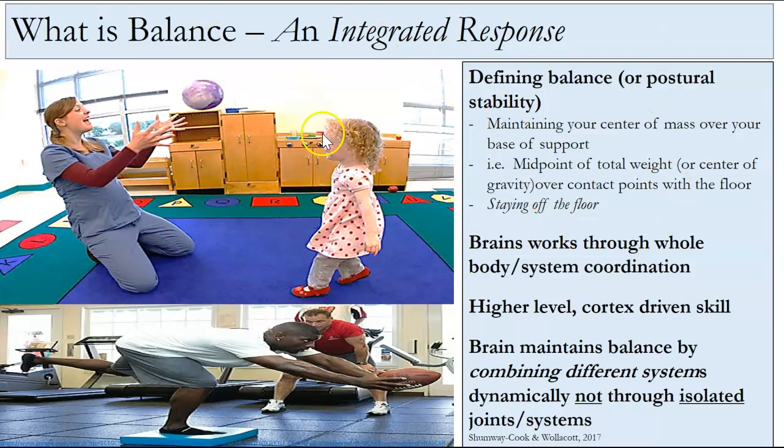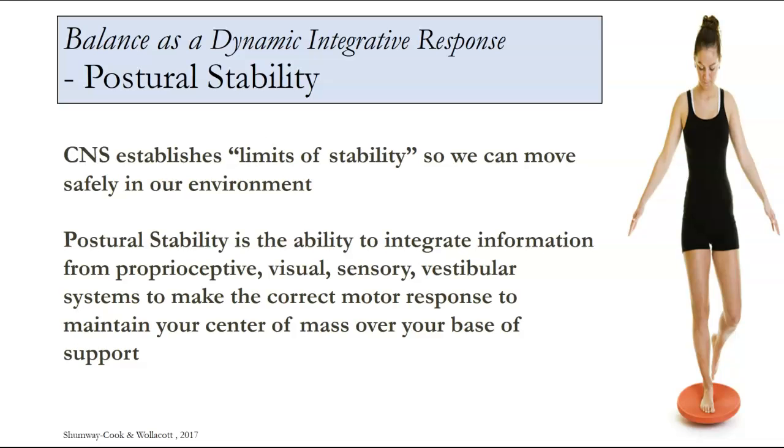This kiddo, she's reaching for the ball, trying to keep her center balanced here. He's doing the same thing, keeping it here as he's given all these high-level tasks. It looks like some kind of athletic training. It's very much a brain, cortex-driven skill. The brain maintains these systems we're going to look at not through isolated parts, but dynamically, all at once. It gets very complicated. Trying to simplify it, we'll break it down into parts in a second.